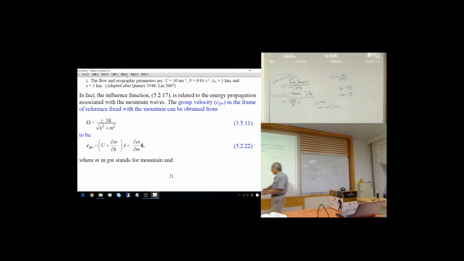And then in the z direction it will be partial omega partial m times k. So this is for the free wave, and then plus U, because you are in that fixed frame of reference with the mountain. The group velocity will carry the energy, so besides its own propagation, it is also advected by the basic wind. That's all.